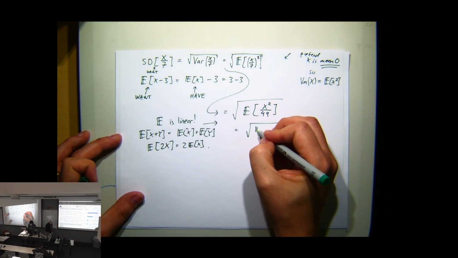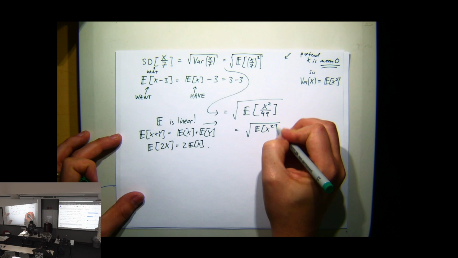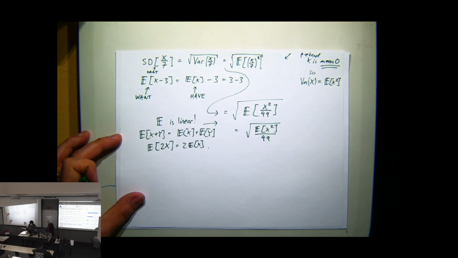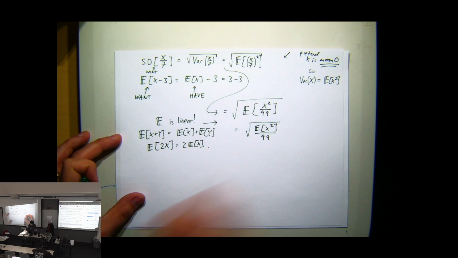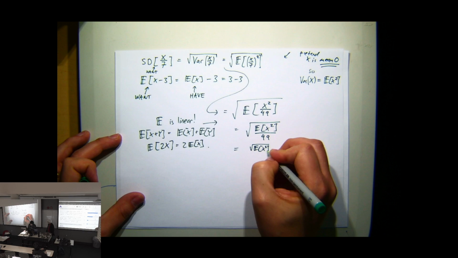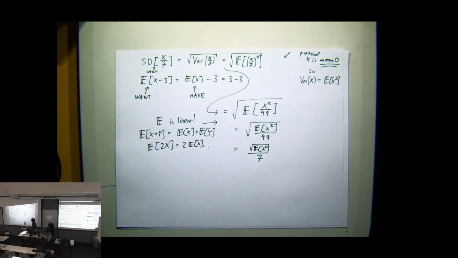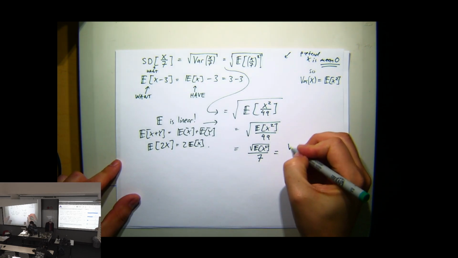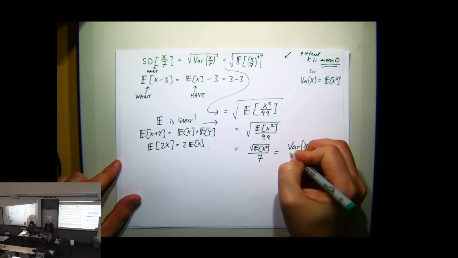That means I can pull out a 49 in the bottom over here. And now I have a square root on top and a 49 on the bottom. That's very nice. That's the square root of the expected value of x squared, divided by 7. I took the square root of 49. So it got squared inside, and then I pulled it out and it got square rooted. And finally, I notice this is the variance of x divided by 7.